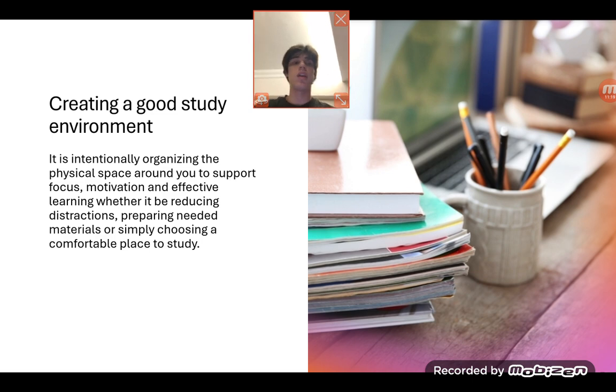Creating a good study environment is intentionally organizing the physical space around you to support focus, motivation, and effective learning, whether it be reducing distractions, preparing needed materials, or simply choosing a comfortable place to study. By doing this, learners take control of the conditions that affect their performance, which is a key part of self regulated learning.